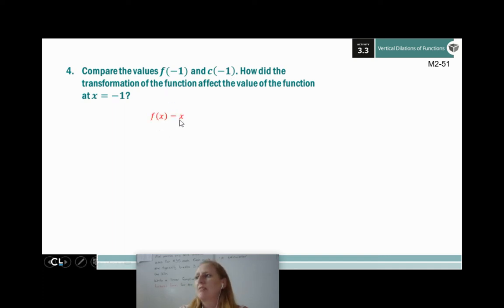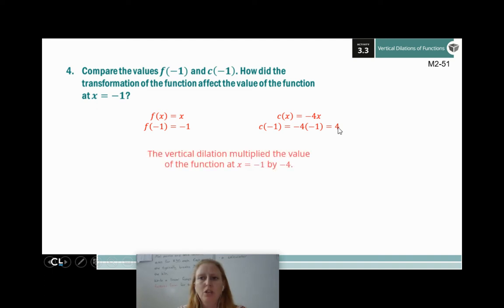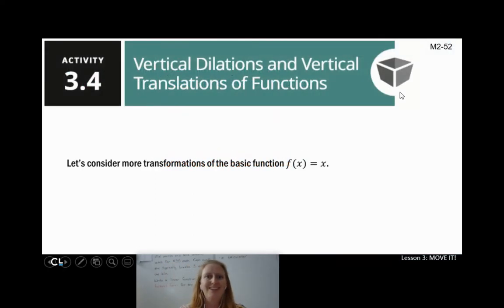So f of x equals x. If I plug in a negative 1, then I get negative 1. C of x was negative 4x. So if I plug in a negative 1, negative 4 times negative 1 is a positive 4. So the vertical dilation multiplied the value of the function by negative 4. That's what's going on here.